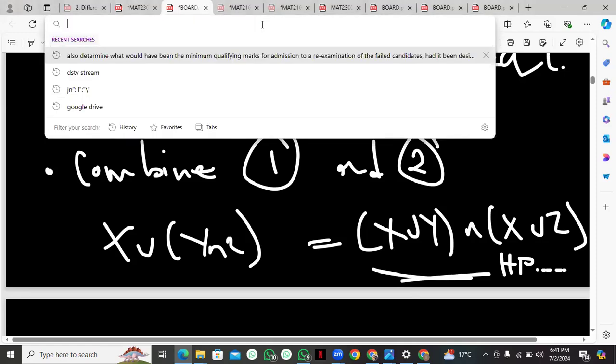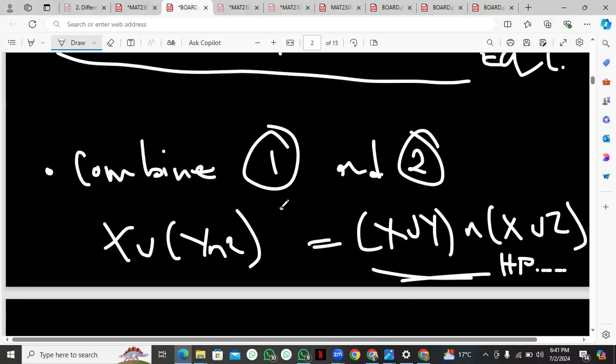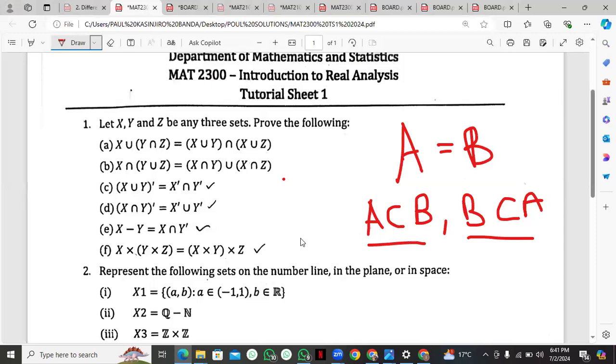Okay, I can proceed. On the first question, I think you can do question 1E. Okay, question 1E, so let's do that. Because here you use the same principle, even here, even here. So let's do E.